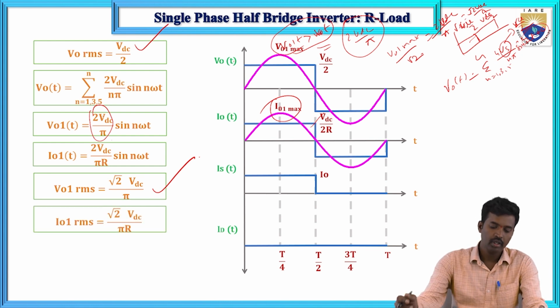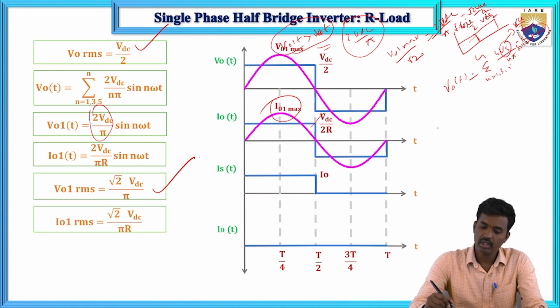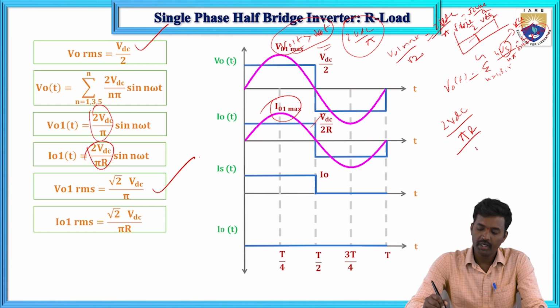And now here, current is also the same thing. So 2 VDC by pi R by root 2, that equals root 2 VDC by pi R.